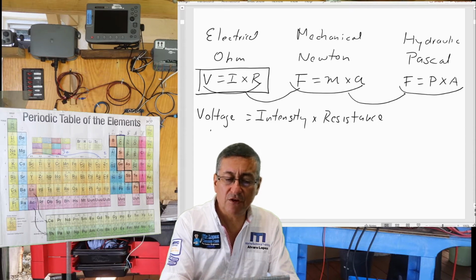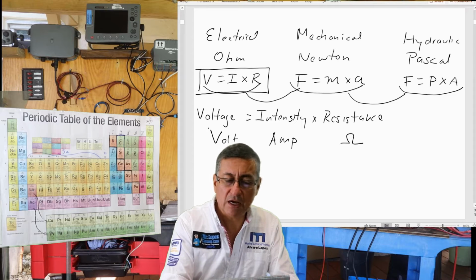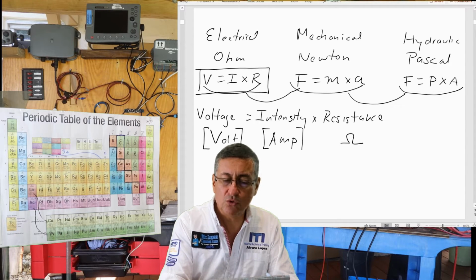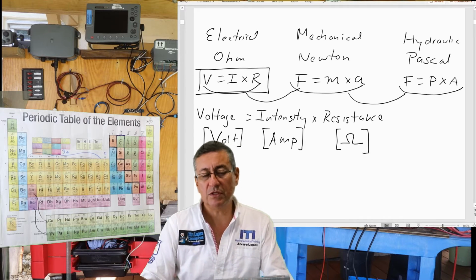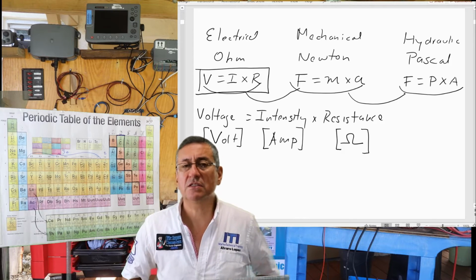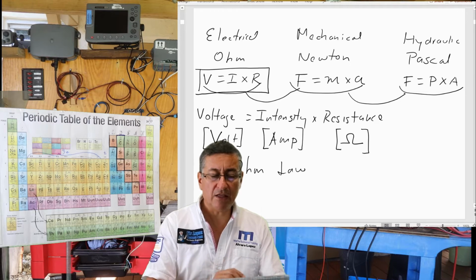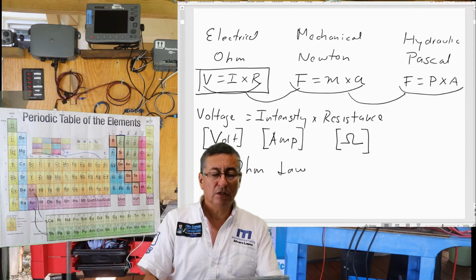What is the unit for the voltage? Volts. What is the unit for intensity? Amps. What is the unit for resistance? Ohms. And those are the units that we are going to use from today until the rest of your life in electricity. Voltage is equal to intensity times resistance. This is the Ohm law, and we are going to follow the Ohm law every day. We are going to follow that law.